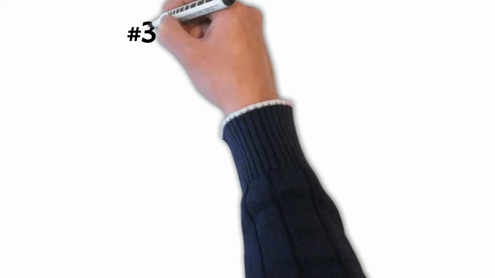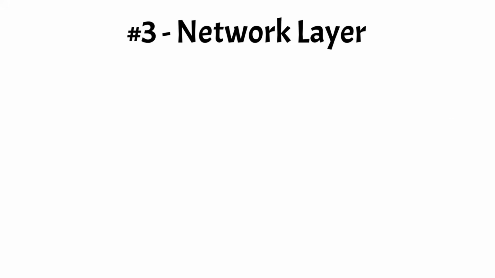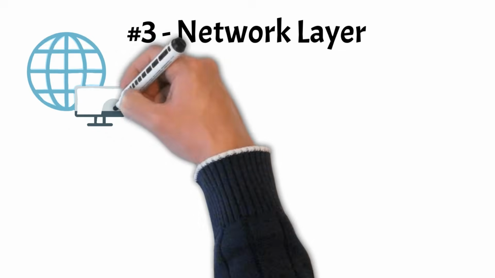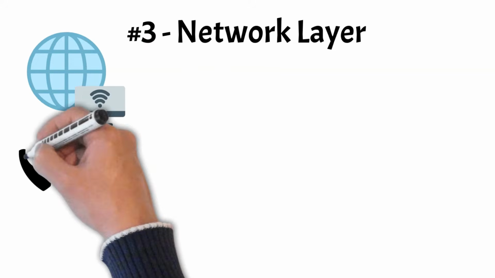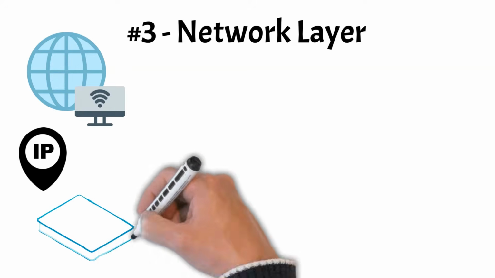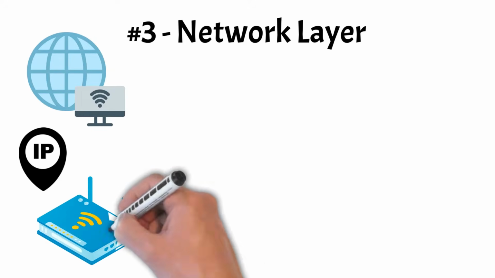Number 3. The network layer. The network layer is the third layer and is crucial for routing data across different networks. It takes the data frames from the data link layer and adds logical addressing, such as IP addresses, to help route the data to its destination across various networks.